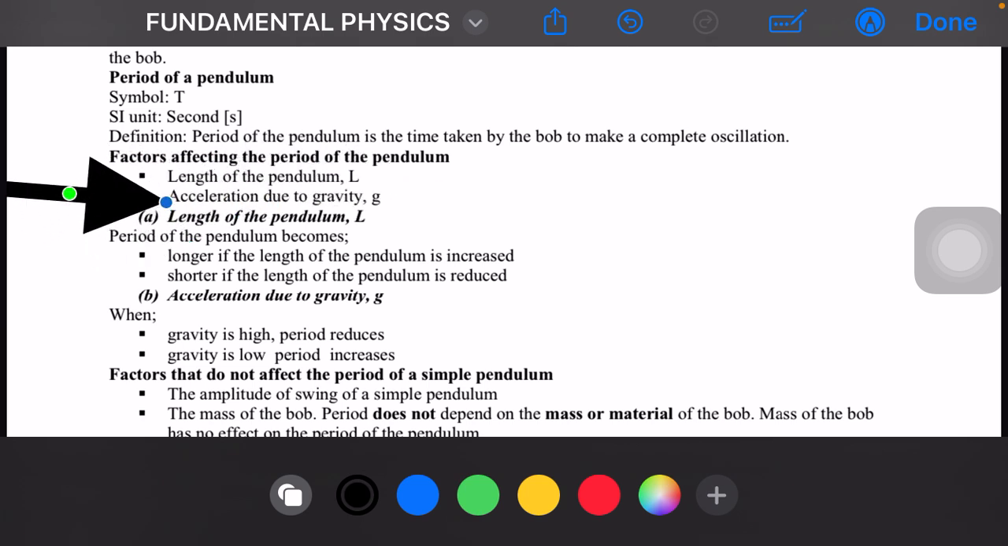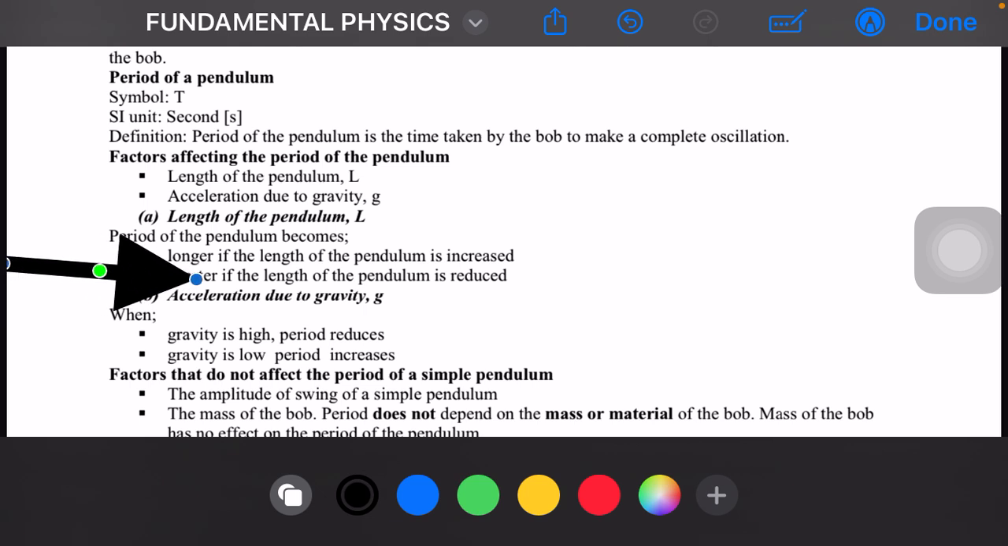So the first factor we have is the length of the pendulum, which is L. We have acceleration due to gravity. These are the factors which affect the period of the pendulum. So these questions also come in the exam. You need to know these 2 points. They are very important. Then you go to A, length of the pendulum.